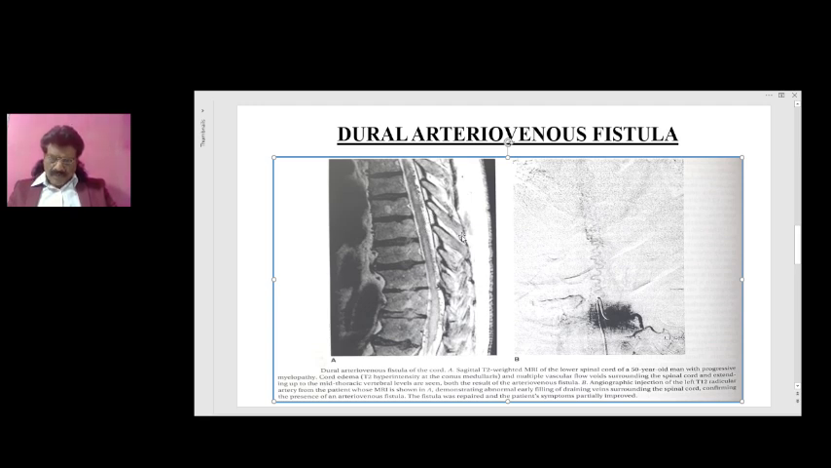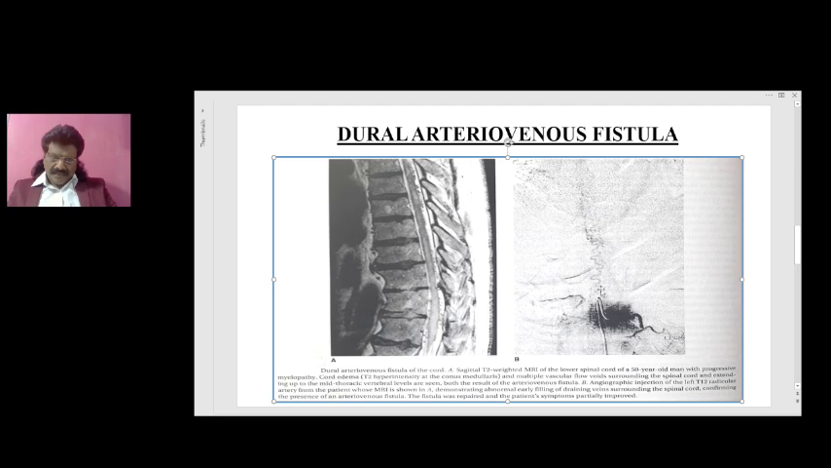And when angiographic injection is given to this patient, it shows an abnormal early filling of draining veins surrounding the spinal cord, confirming the presence of an arteriovenous fistula. The fistula is repaired and the patient's symptoms improved. But very characteristic is the abnormal early filling of the draining veins.